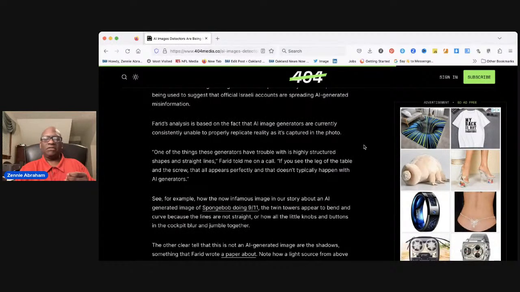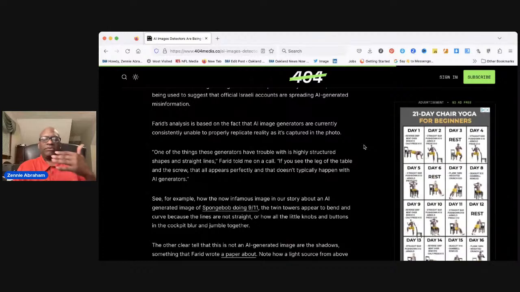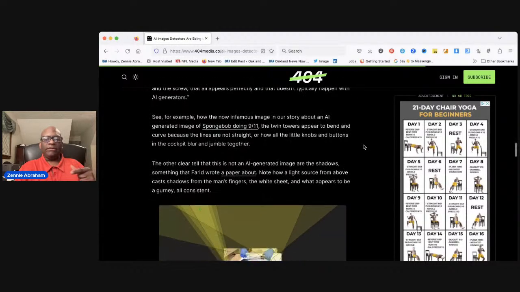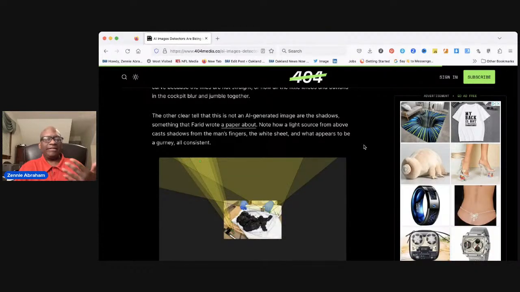Farid's analysis is based on the fact that AI image generators are currently consistently unable to properly replicate reality as it is captured in a photo. Farid told the reporter that one of the things the generators have trouble with is highly structured shapes and straight lines. If you see the leg of the table and the screw, that all appears perfectly, and it doesn't happen with AI generators. He gives the example of the infamous AI generated image of SpongeBob doing 9/11, where the twin towers appear to bend and curve because the lines are not straight, or how the little knobs and buttons in the cockpit blur and jumble together.